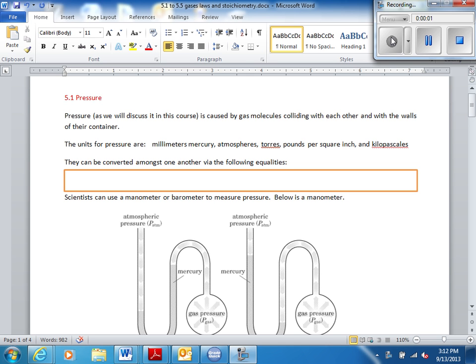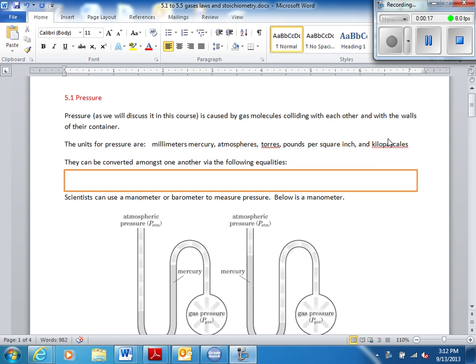We are ready for Chapter 5, Gases. We're going to start with 5.1, which discusses pressure. And pressure, as we will discuss it in this course, is caused by gas molecules colliding with each other and with the walls of their container.